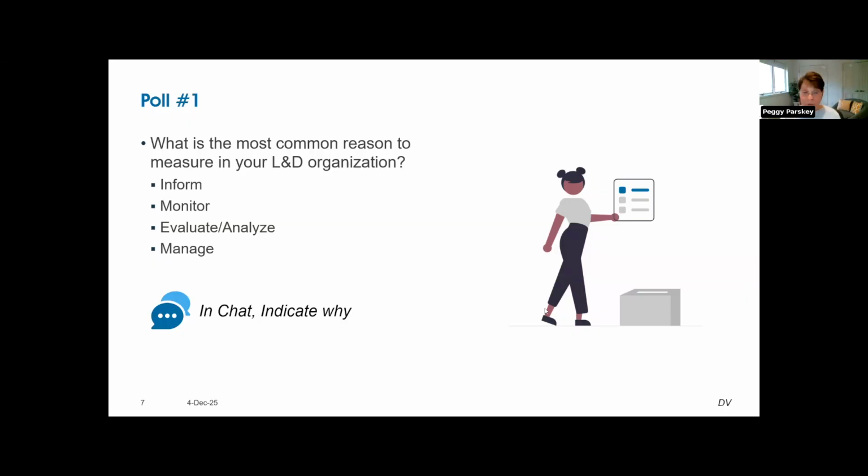I would love to hear from those of you who said that you're managing, put something into chat as to what that looks like. So, oh, and the all of the above. Okay.